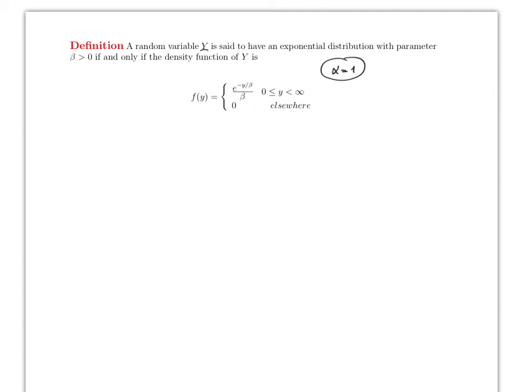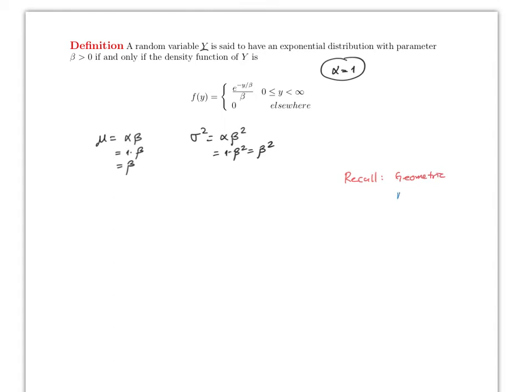1. And therefore the mean is going to be, remember, alpha beta, which in this case will be 1 times beta, just beta. And the variance, remember, is alpha beta squared, which will just be 1 times beta squared, or just beta squared.